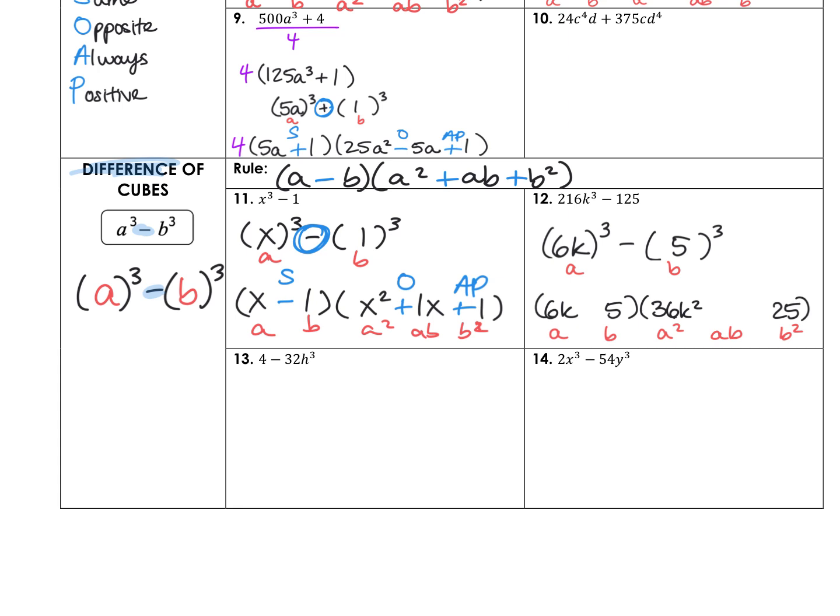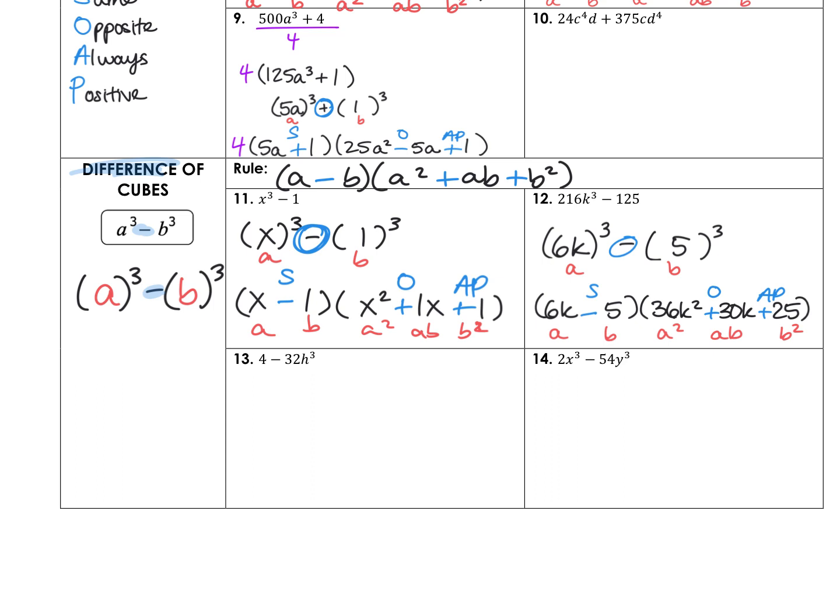Okay, let's make sure we all understand. A squared would be 6 squared and K squared, so 36K squared. B squared, you should have 25. What's A times B? 6K times 5. 30K. Yeah. And now you fill in your signs if you haven't done that already. Because the sign is negative, the same as that is still negative. Opposite is plus. Always positive plus.